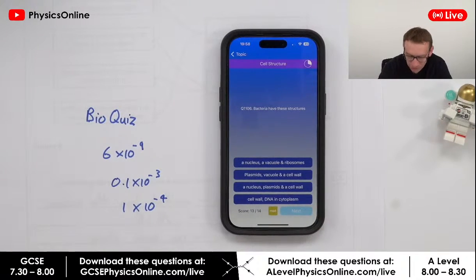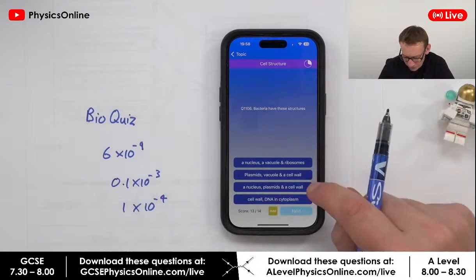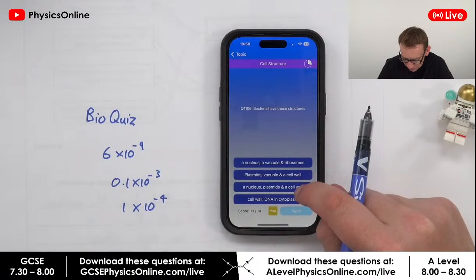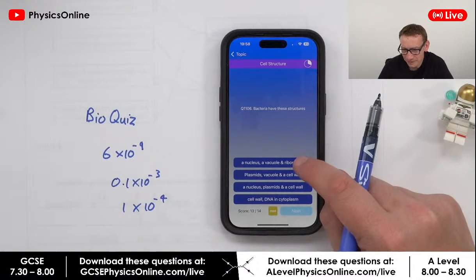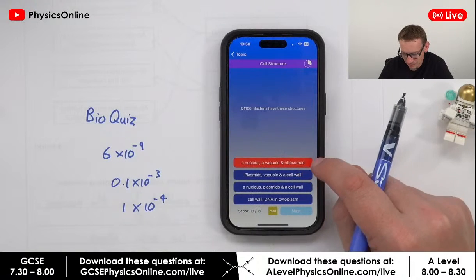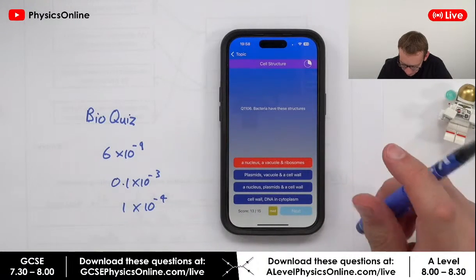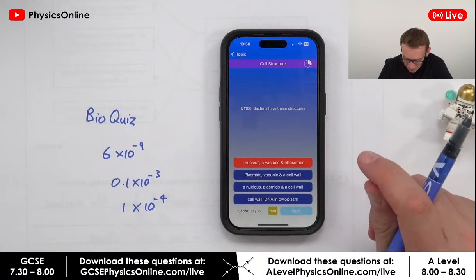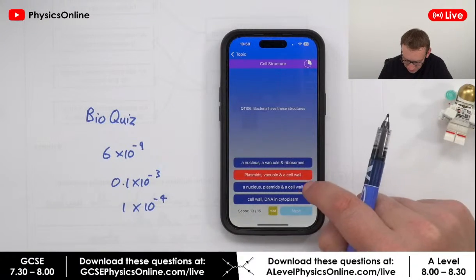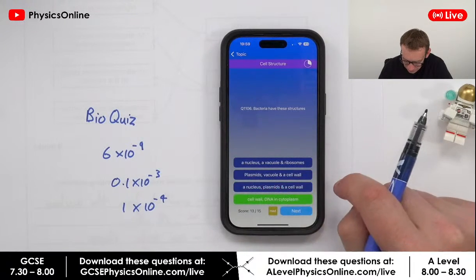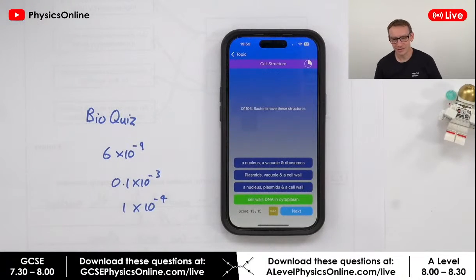Okay, which of these do bacteria have? A nucleus, a vacuole, ribosomes. Do they have plasmids, vacuole and a cell wall? I guess bacteria wouldn't have a cell wall because that's more like plant. So I reckon the first one, is it? Is it A? Oh. Do bacteria have a cell wall, do they? DNA. Okay, plasmids. No. There you go. Got the right answer. Okay.